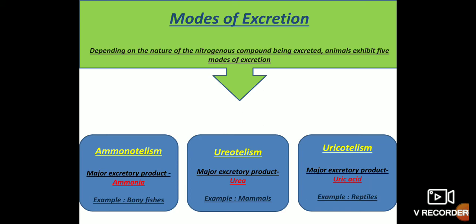Depending on the nature of the nitrogenous compounds being excreted, animals exhibit 5 modes of excretion. Among them, 3 are major, that are ammonotelism, ureotelism and uricotelism. In ammonotelism, the major excretory product is ammonia and it is found in bony fishes. In ureotelism, the major excretory product is urea and it is found in mammals. In uricotelism, the major excretory product is uric acid and it is found in reptiles.